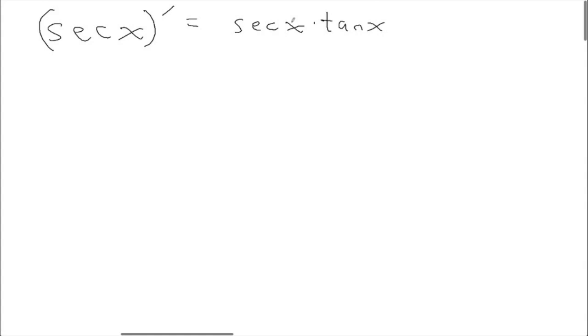Okay, so do you know what this is? Secant x tangent x. What's this? Secant x squared. Say that again, please. Secant squared x. Okay, or secant of x in parentheses squared. Okay, good.